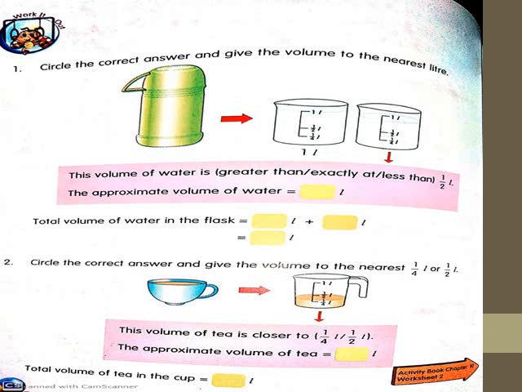So this is the volume of tea. You can see the cup when you put it into the beaker, so it is between quarter and half. But it is close to quarter liter, not half liter. So you will say the volume of tea is closer to quarter liter, that's why the approximate volume of tea will be quarter liter. So you will say the total volume of tea in the cup is quarter liter.